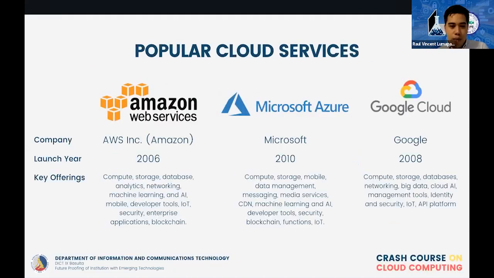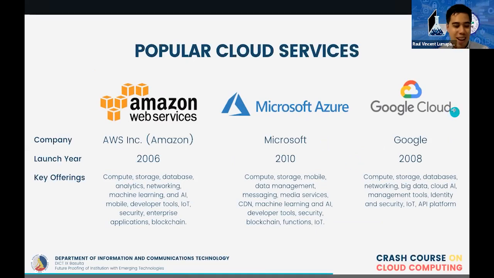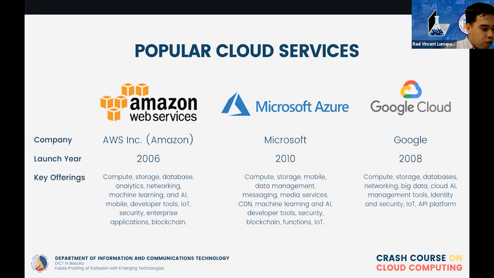So here are popular cloud services. Obviously, as I already said over and over, Amazon has Amazon Web Services or AWS. AWS has been around for quite some time, since 2006. You also have Microsoft Azure, which was launched in 2010, and then we also have Google Cloud, which was launched in 2008.